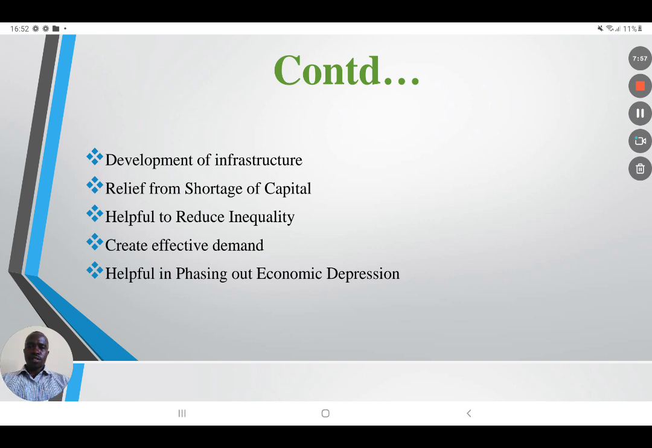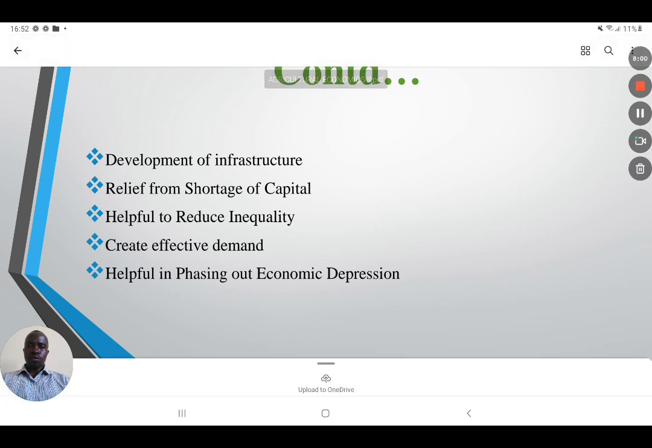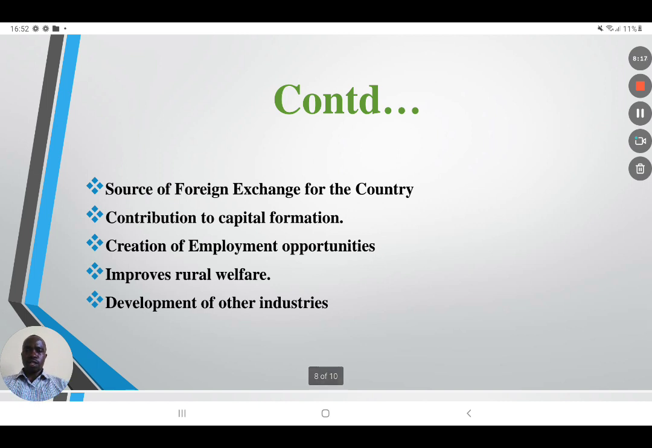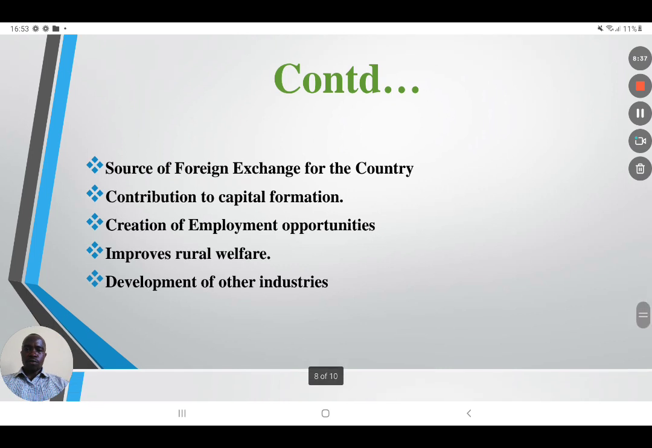When a country faces such, they ought to make good use of agriculture investment so that agriculture with time can help the country in regaining its economic state. Then the other role of agriculture is as a source of foreign exchange for the country. It helps the country in earning foreign exchange after exporting some agricultural products such as tea and coffee in Kenya. The other one is contribution to capital formation.